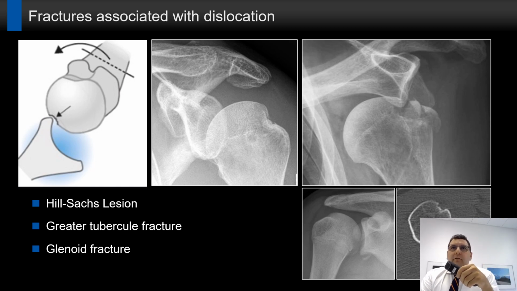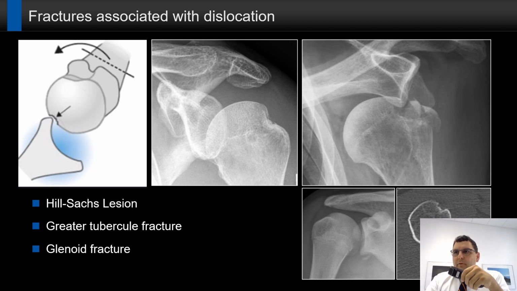There are some fractures associated with dislocation. First of all, there is this famous Hill-Sachs lesion, but you can also have a fracture of the greater tubercle and of the glenoid, of course. Sometimes these glenoid fractures are not so obvious, as in this case down here. Then you need CT to evaluate the dislocated fracture fragment.